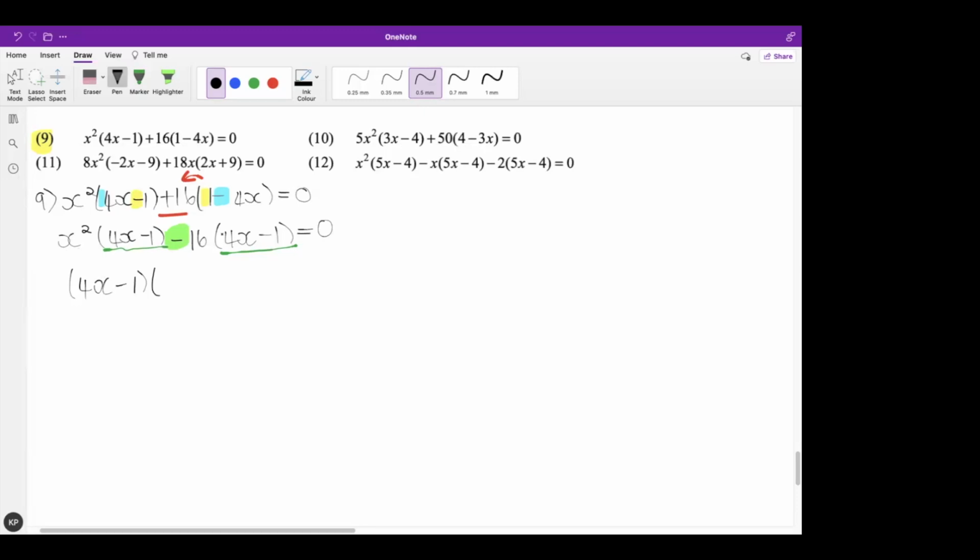What's left on my first term if I take out 4x minus 1? This is my first term over here. x squared. And what's left on my second term if I do that? This one. Minus 16 equals 0. Nice, guys. Have we factorized this fully? No, because we can still do what?